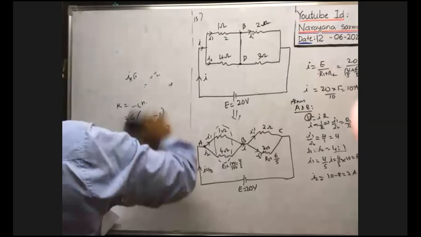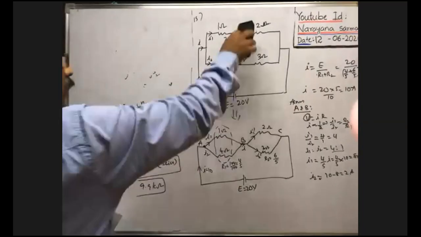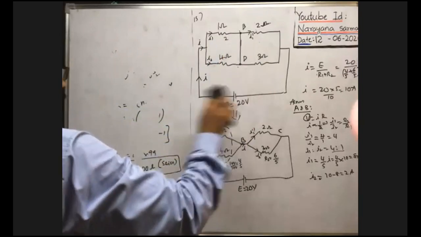Already in the Wheatstone bridge circuit we have this concept also. What is the potential difference between these 2 points? In such a case we have done this method.